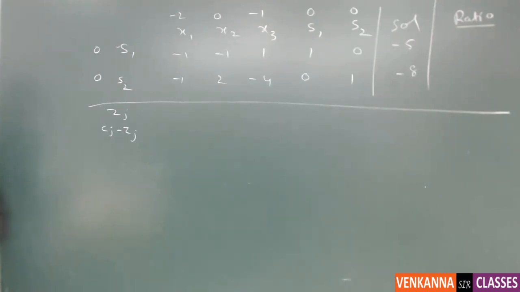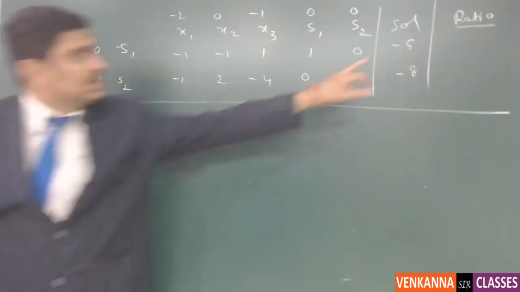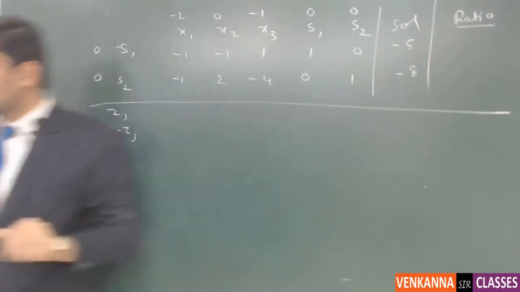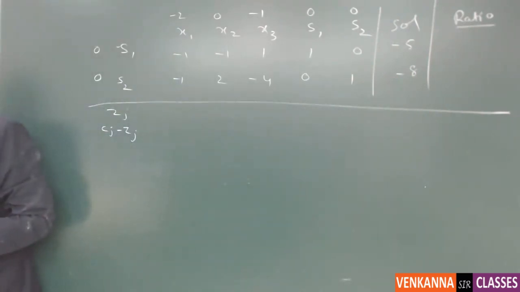So here all Cj minus Zj values are negative and 0. You feel that optimality is achieved here. Please understand that if optimality is achieved, is the solution negative? Can you say that the solution will be negative for x1, x2, x3? No, right?